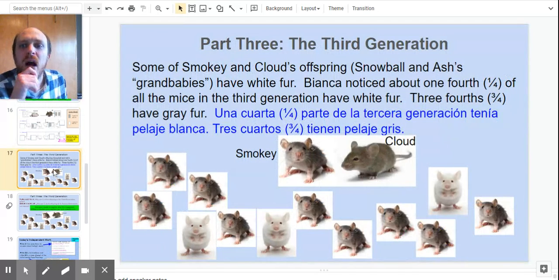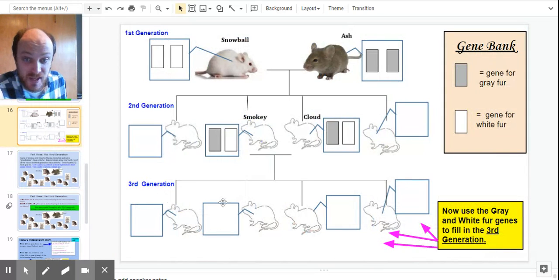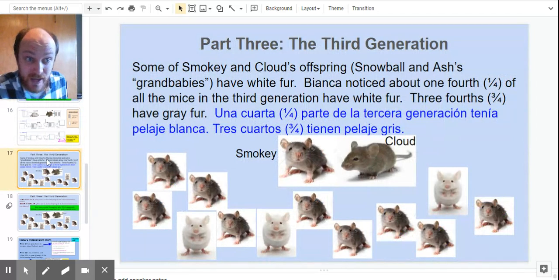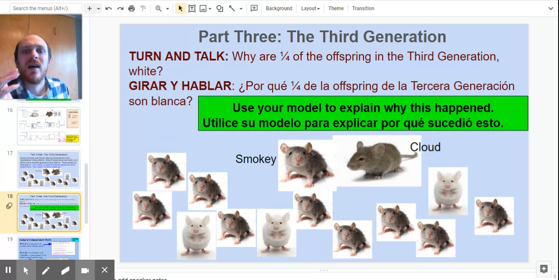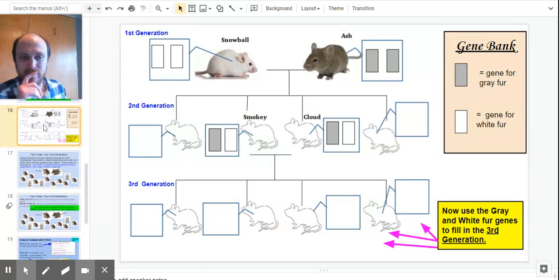Let's keep reading. Some of Smokey and Cloud's offspring have white fur. So if you haven't shown this yet, some of them are going to have white fur, you guys. About a quarter of them have white fur, and 3/4 of them have gray fur. If you look at this picture, there's 1, 2, 3 gray and a white. About 3/4 of them are gray and 1/4 is white. Go back. Use your model to explain how this happened. You can pause me right now, but I'll walk you through it.